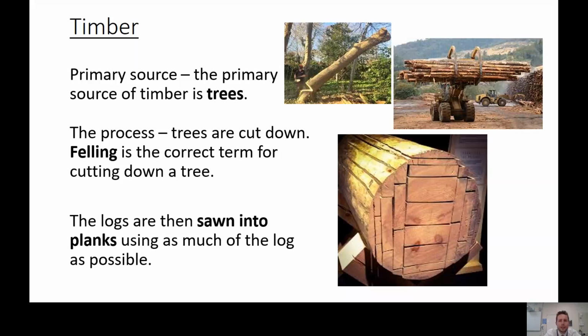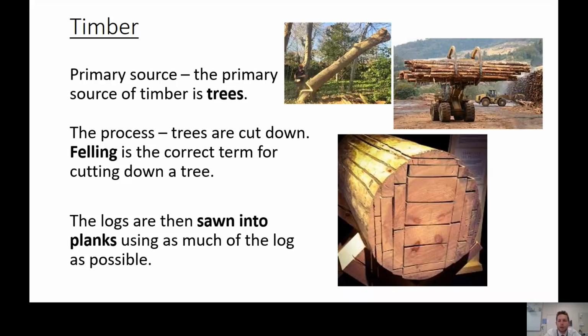Okay, we have to cut the trees down to begin with to collect and harvest this timber material. And the correct term for cutting trees down is felling. Okay, so that's a key term. So felling is the correct term for cutting down a tree. So the process begins with cutting down the tree.